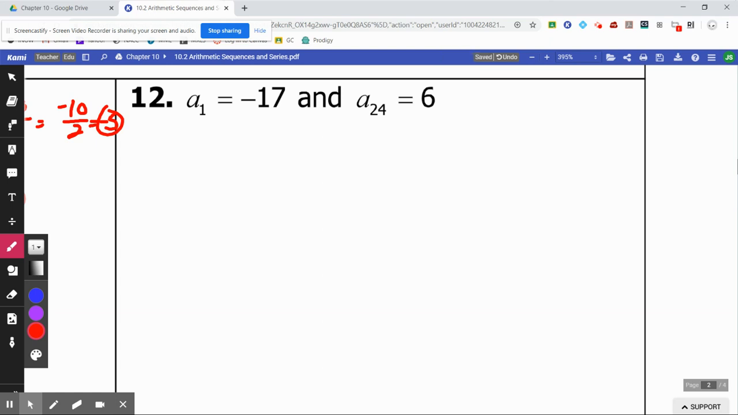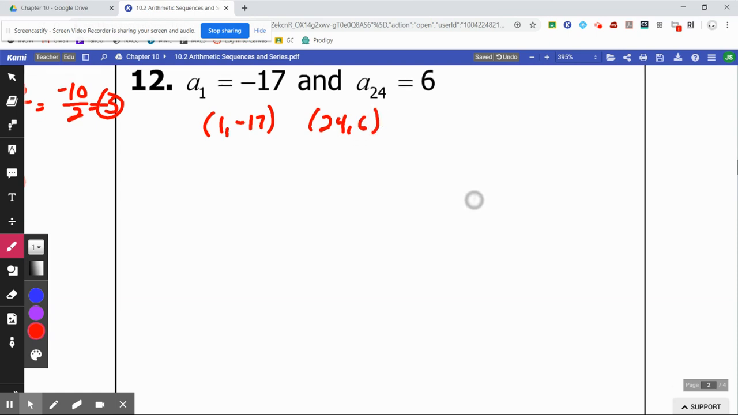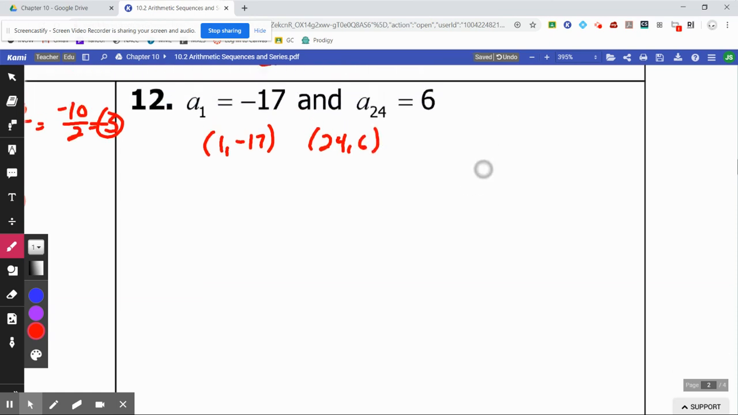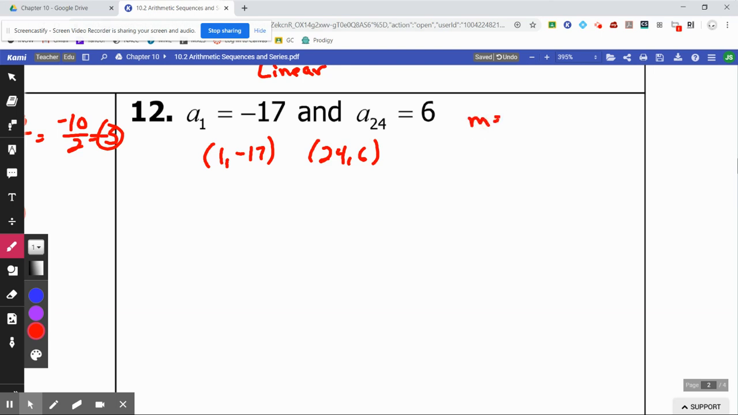First term is -17. The 24th term, this would take forever. But just know that the input is 1, the output is -17. That's a point. The 24th term would be 6. Let's find a slope or a common difference since we're talking about explicit formulas here. y2 minus y1 over x2 minus x1. Let's see, 6 minus negative 17 over 24 minus 1. That gives me 23 over 23, which is a common difference of 1.